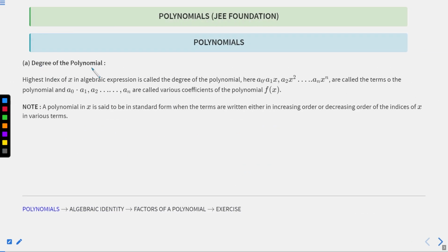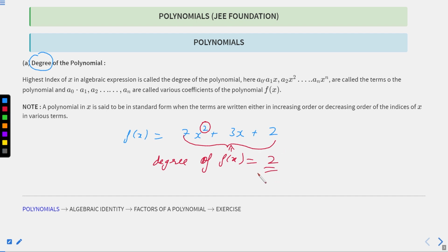Now, degree of the polynomial. The degree of the polynomial means the highest power of x in the polynomial expression. For example, if my polynomial is 7x square plus 3x plus 2, the maximum power of x is 2. So the degree of the polynomial f(x) above is equal to 2. I hope this is clear.